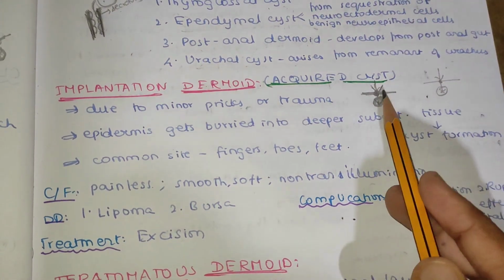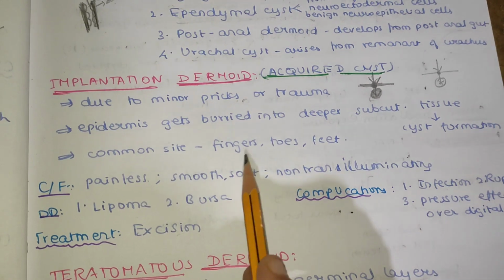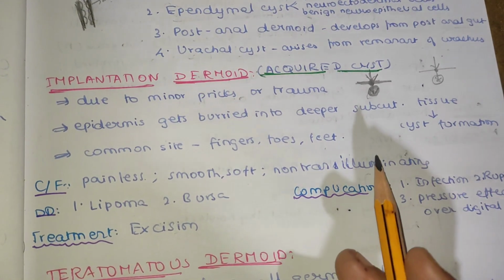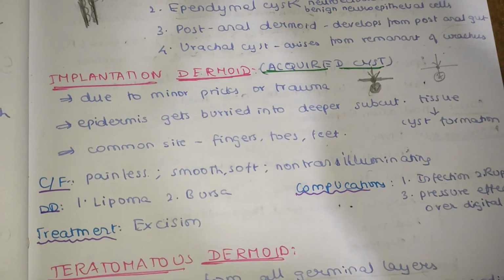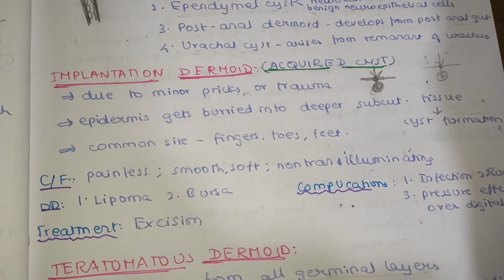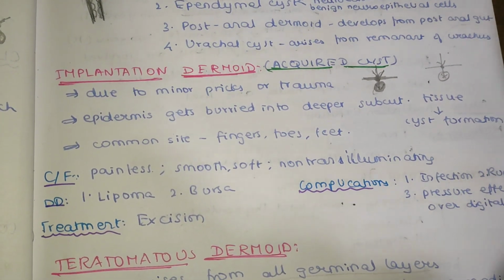This epidermis gets buried into the deeper subcutaneous tissue. The common site is fingers, toes, feet, as they are prone to more injuries. In the case of fingers, as you can see in tailors, they get more finger pricks, and in toes and feet it is common for a thorn prick or something.